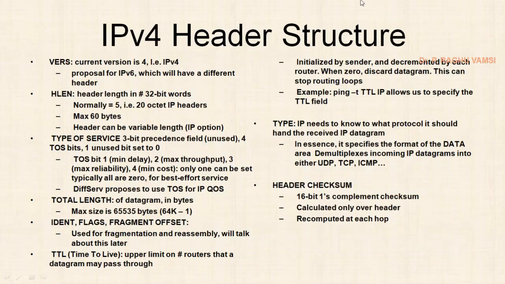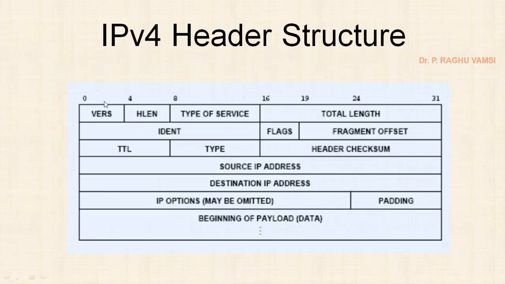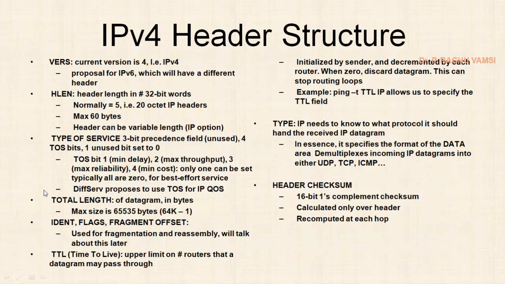So this checksum is maintained like this: a 16-bit one's complement checksum, calculated only over the header. Up to padding is said to be the header, and whatever is below is the data part. So every packet has two components: the header part and the main content, that is, the data part. This is only for calculating the header checksum.